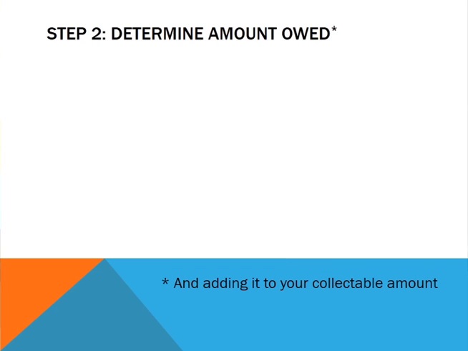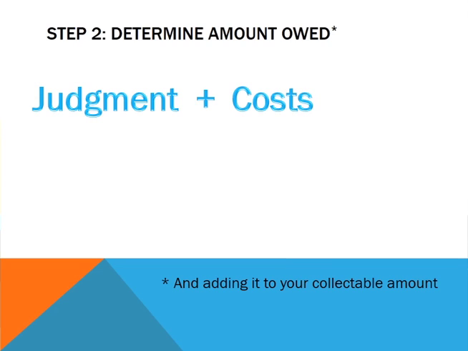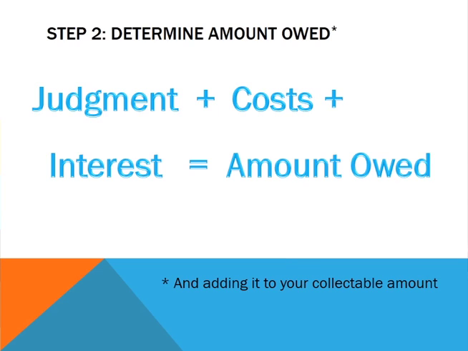Now, assuming you've at least got an idea of where these people are, you need to figure out how much they owe you. The first step is you start out with the amount on your judgment. Since you have a judgment, I'm assuming you know it. You're then going to need to add any collection costs that you've incurred up until that point, add interest, and that is the total amount that you're going to seek to collect.